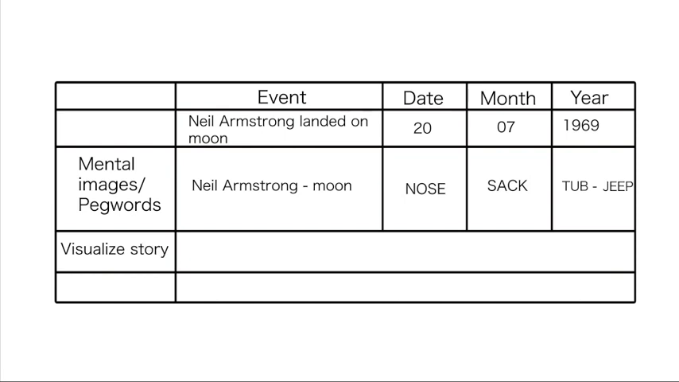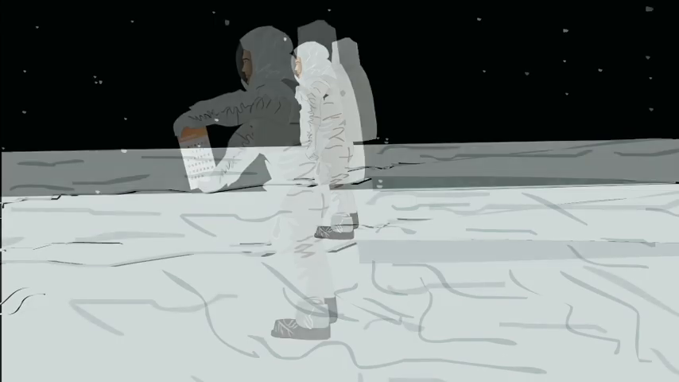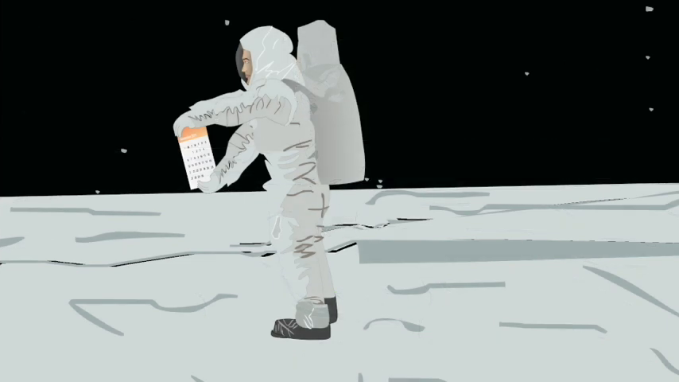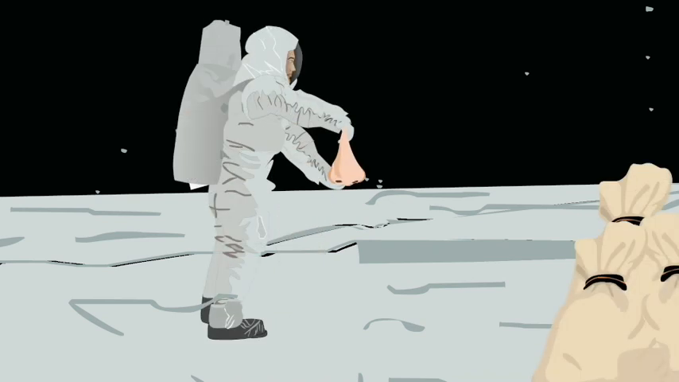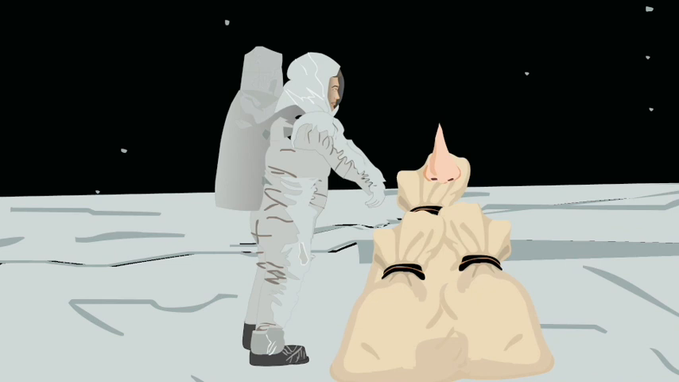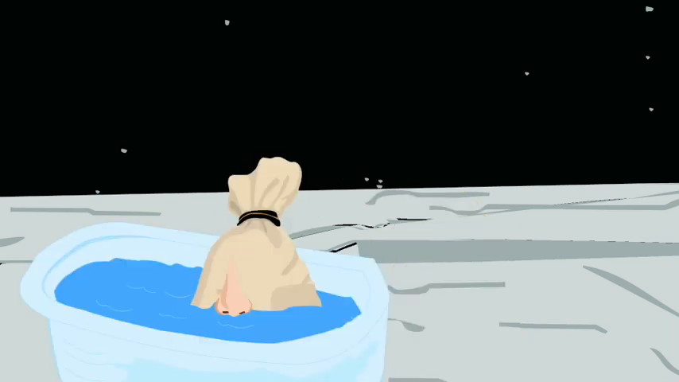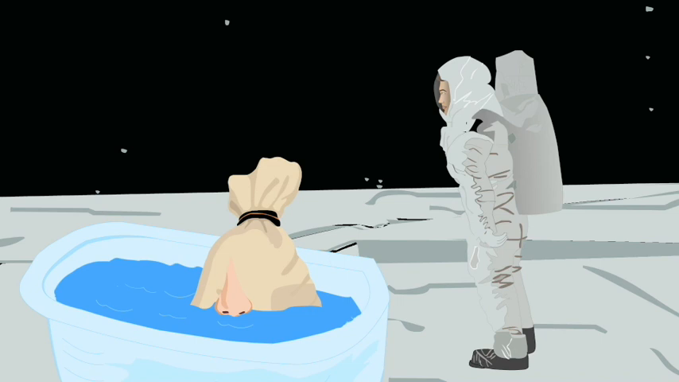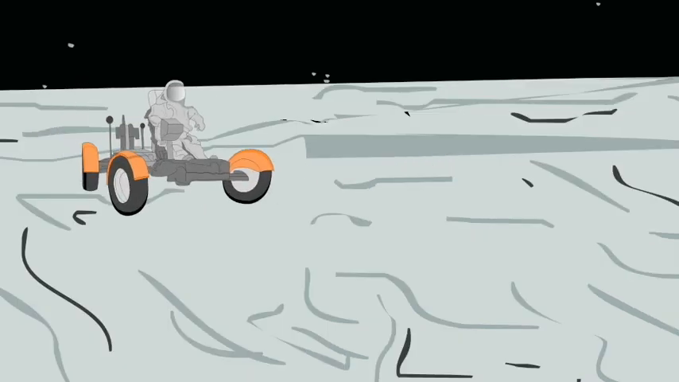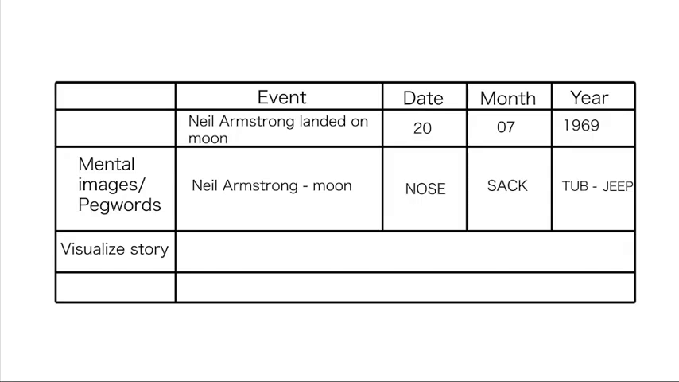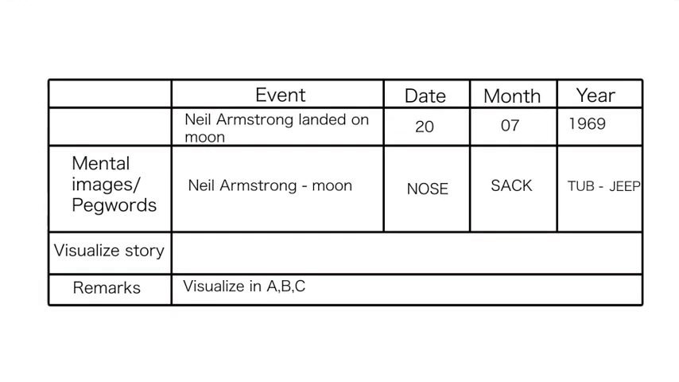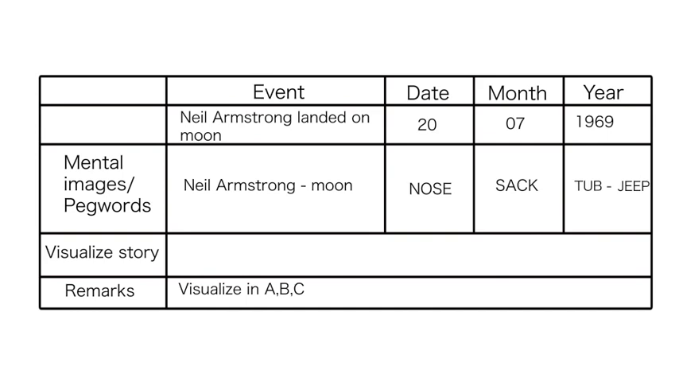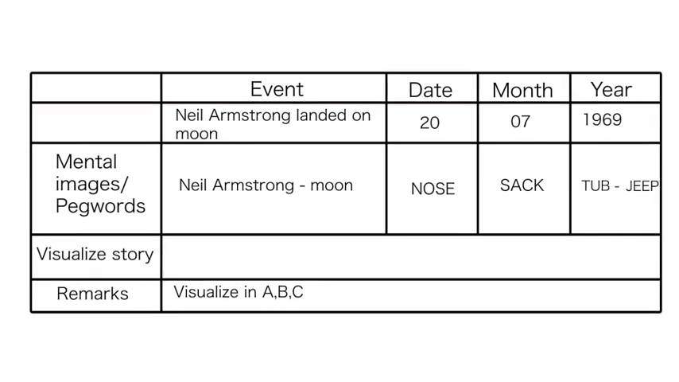Visualize a story now. Imagine Neil Armstrong landed on moon and started watching the calendar to know what was the date. When he was observing the calendar, a big nose came. He kept that nose on a sack of bags. After keeping the nose on it, the sack started falling into a big tub. See that in a big tub, Armstrong took a big jeep and started driving on the moon. Remarks: visualize in A, B and C. It took us hardly 2 to 3 minutes to create this story, but it is worth spending those 2 to 3 minutes. This method is better than mugging up.